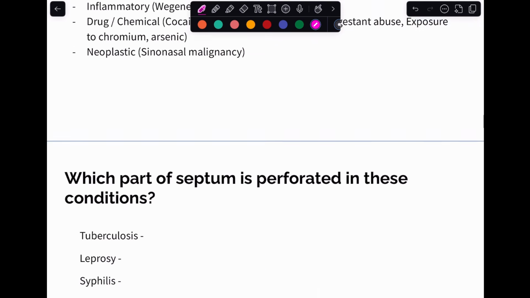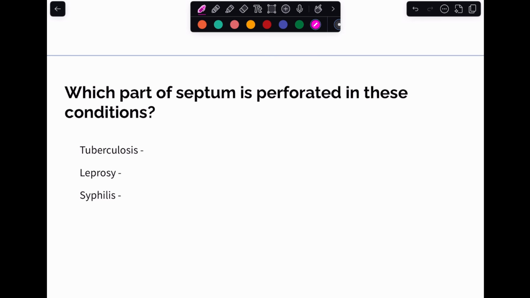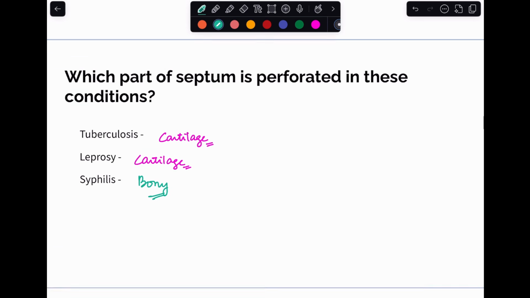Now, another viva question that I can think of over here is, can you tell me which part of the septum is perforated in each of these three conditions that I have mentioned here? So we know that the septum has a cartilaginous part and a bony part. In tuberculosis, commonly the cartilaginous part of the septum is involved. Even in leprosy, it is the cartilaginous part of the septum that is involved. Whereas in syphilis, the bony part of the septum is more commonly involved. So this is a very important question you can remember. This is a viva question that you may be typically asked.